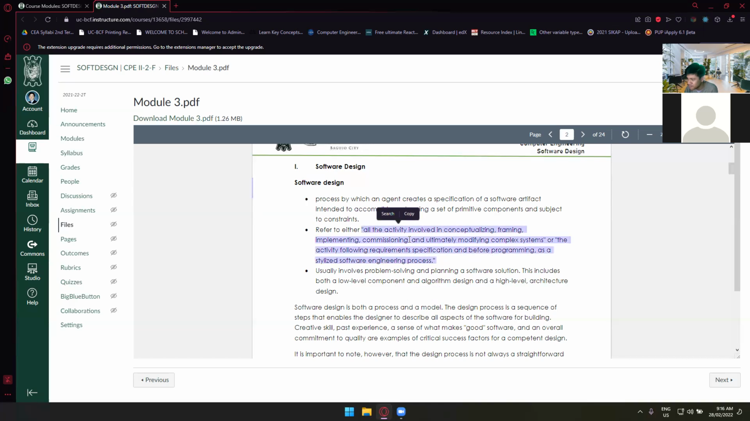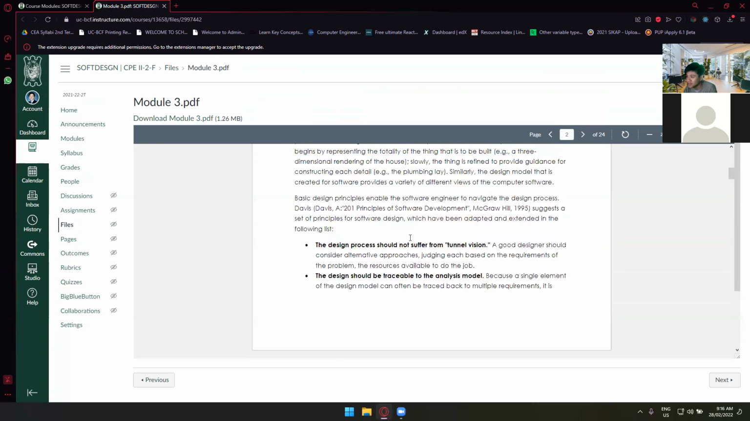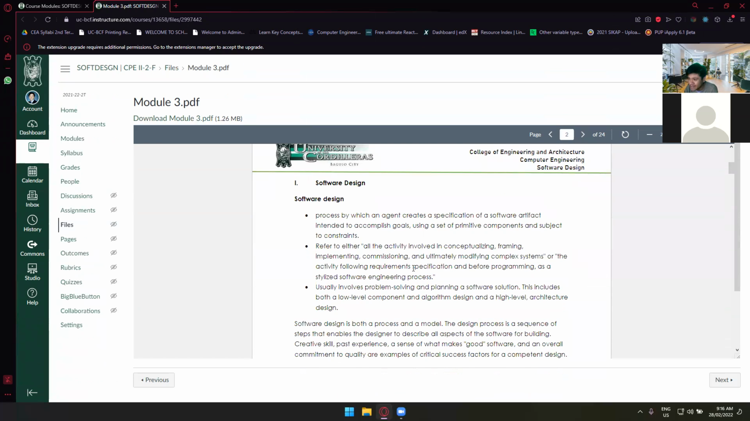So basically it involves everything from the start up to the very end in creating the project, from conceptualizing up to framing, to implementing, up to commissioning, and so on and so forth. This mostly involves problem solving and then planning a software solution. So we have software design because we have a problem that you want to solve in a certain sequence or pattern that is already made.